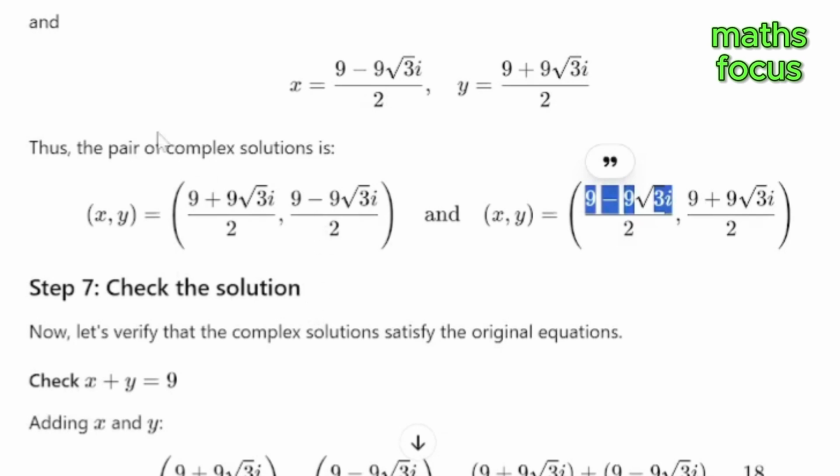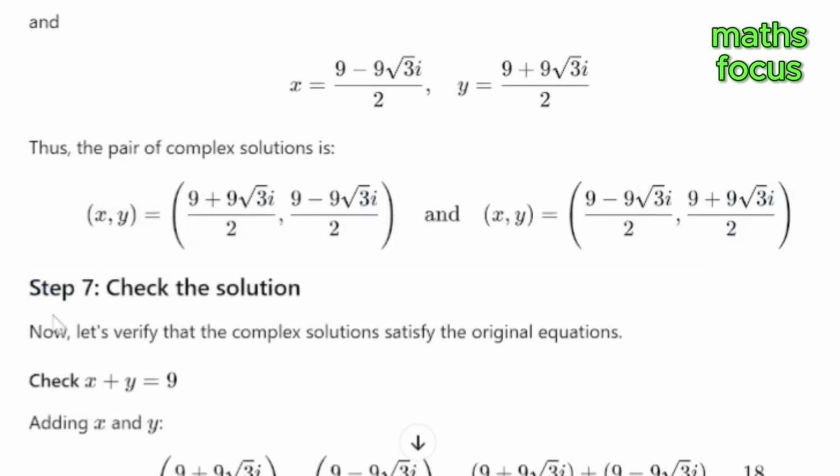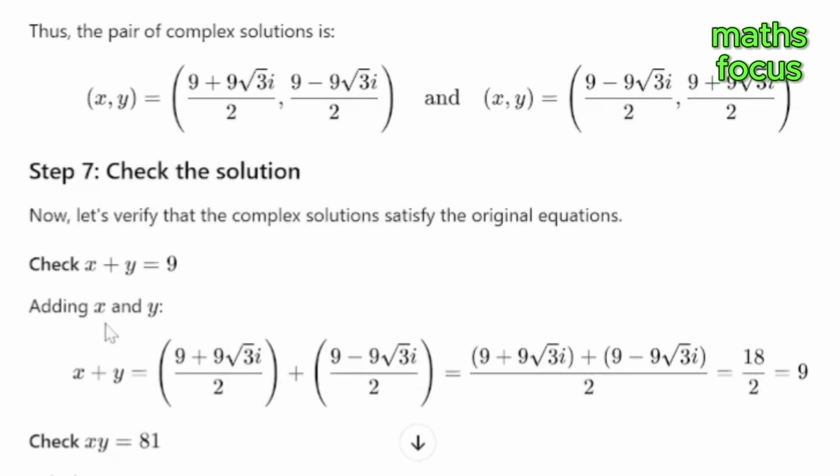So we want to check the solution to know if it is right or wrong. Let's quickly check. Now let's verify that the complex solution satisfies the original equation. Check x plus y is equal to 9. Adding x and y, if you add x and y, x plus y is equal to (9 plus 9 square root of 3i) divided by 2, plus (9 minus 9 square root of 3i) divided by 2.